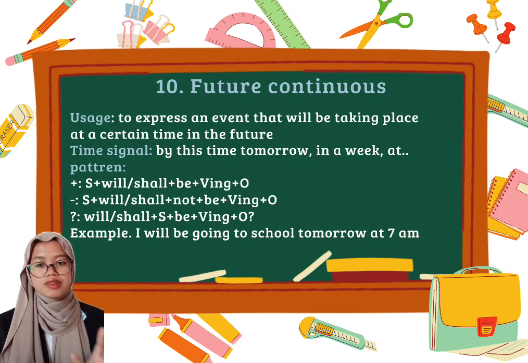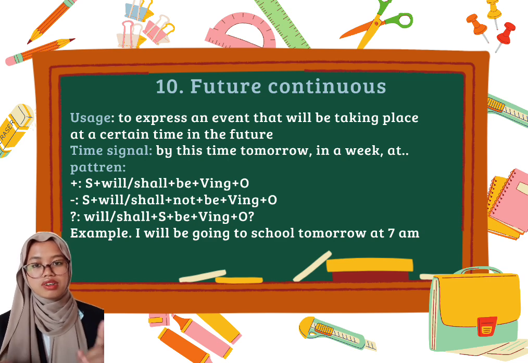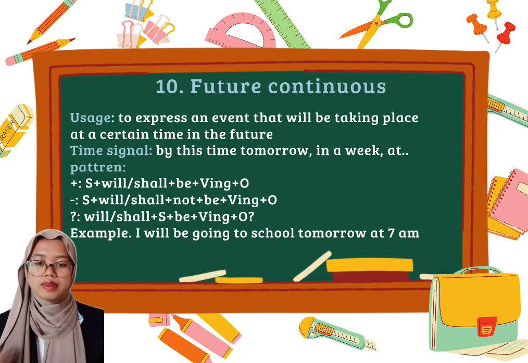And number 10 is future continuous tense. This tense is used to express an event that will be taking place at a certain time in the future. Time signals are by this time, tomorrow, in a week, at, and so on. And the pattern is subject plus will or shall plus be plus verb ing plus object. The example, I'll be going to school tomorrow at 7 o'clock.